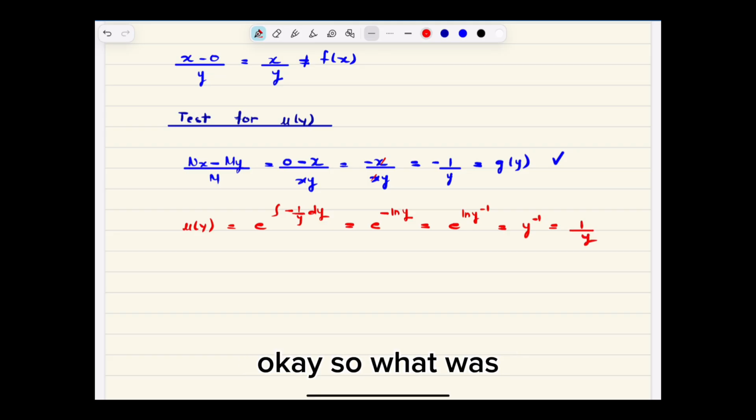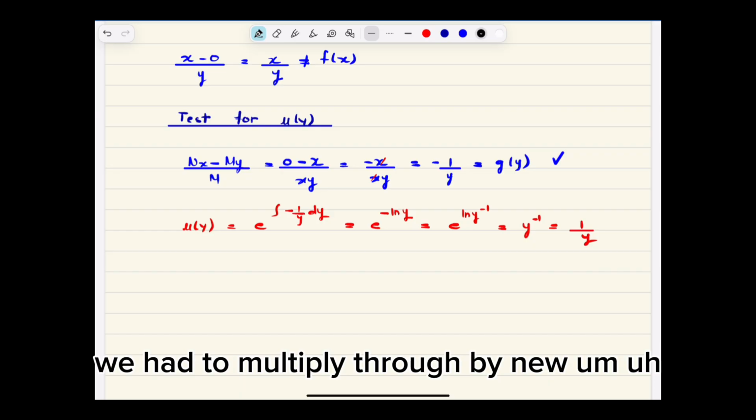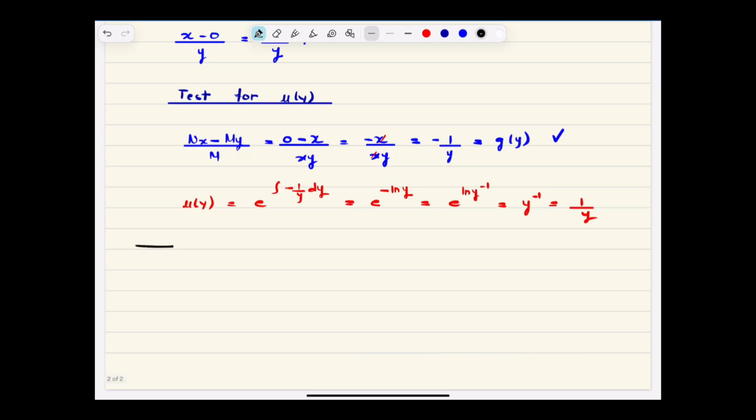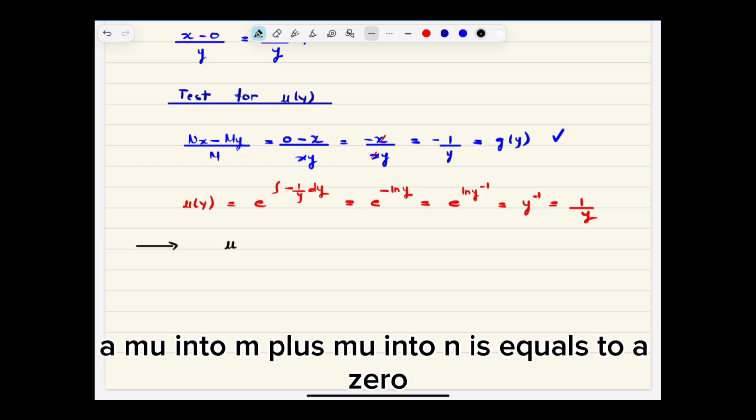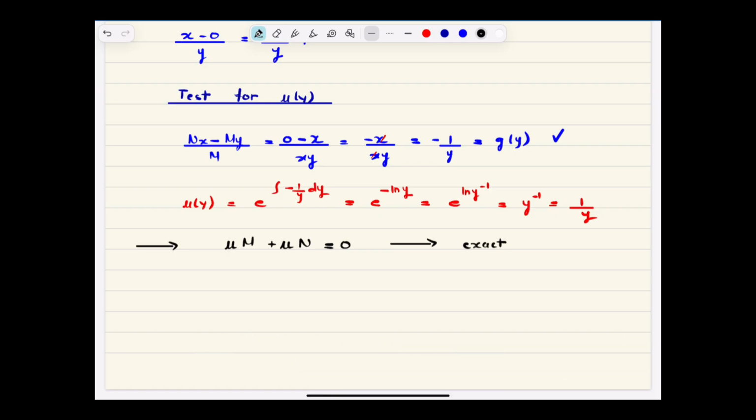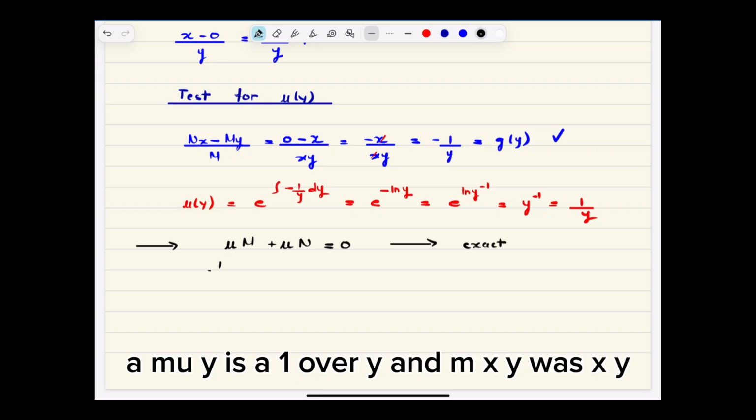Okay, so what did we have to do next? We had to multiply through by mu of y. So we're going to have mu times M plus mu times N equals 0, and I said that this becomes an exact equation and you can solve it normally. So what do I get? Let's plug everything in. Mu of y is 1 over y, and M of x y was xy.